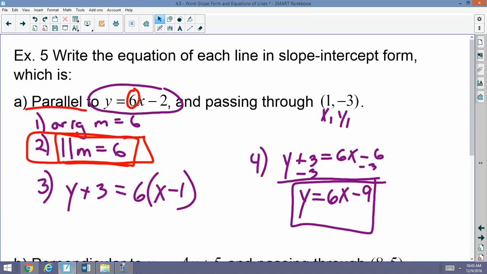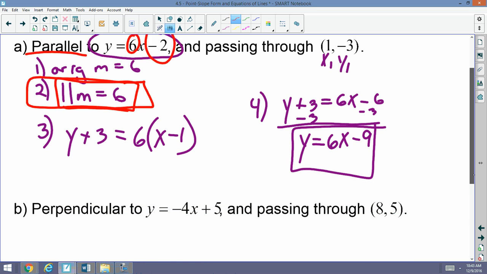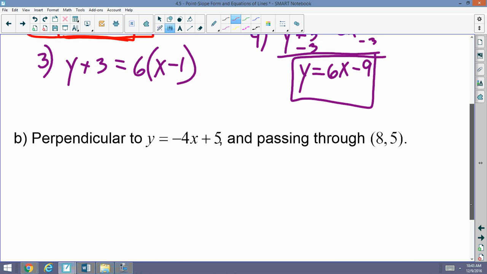No, it is not. For parallel, it is the same slope, but it has a different y-intercept. If it had the same y-intercept, then they wouldn't be parallel. They would be the same exact line. Those questions are important.